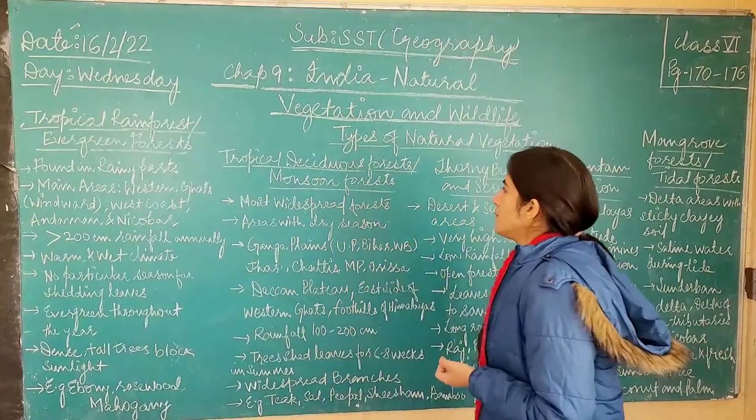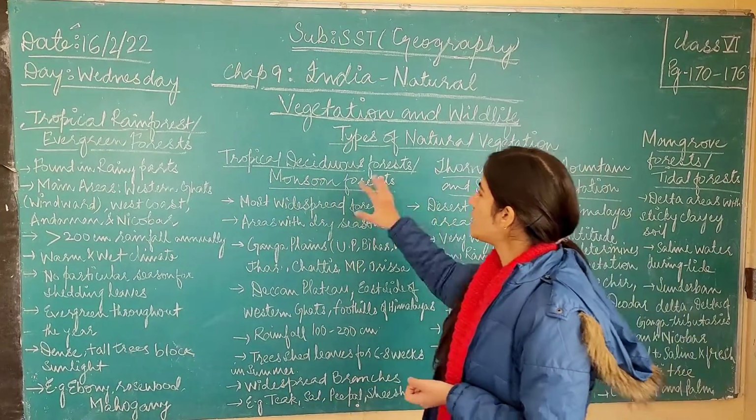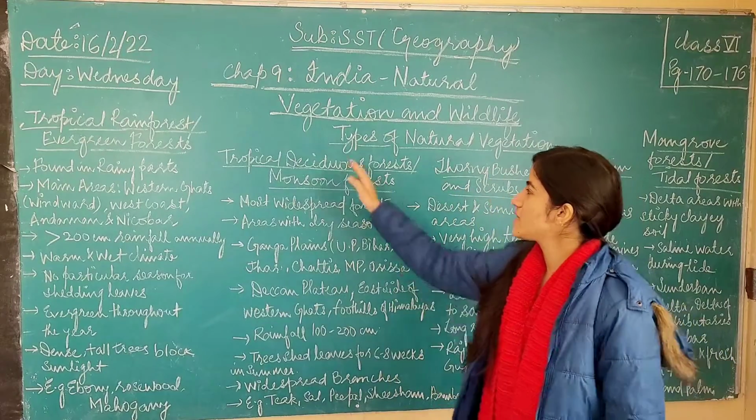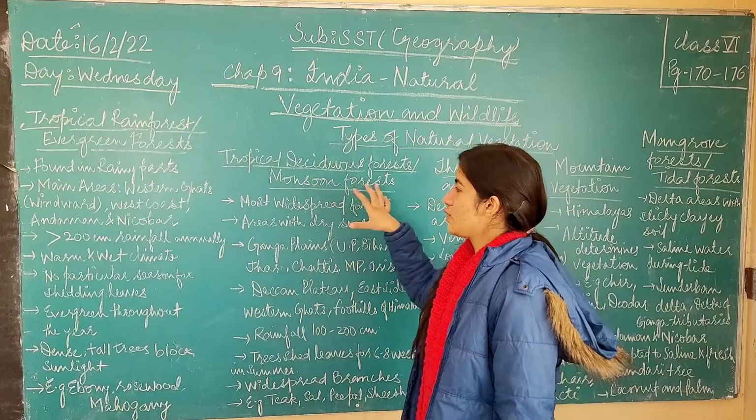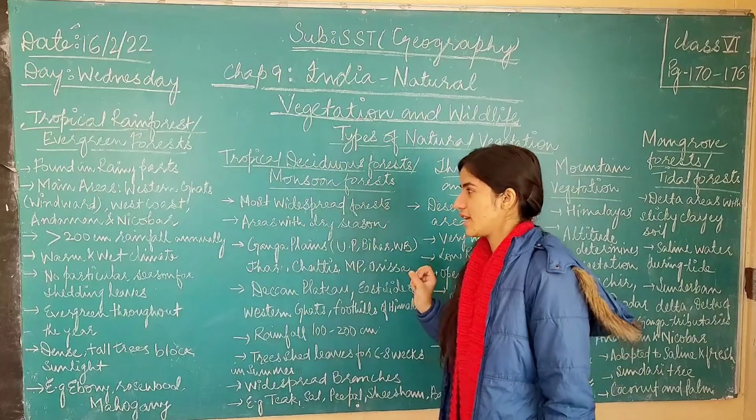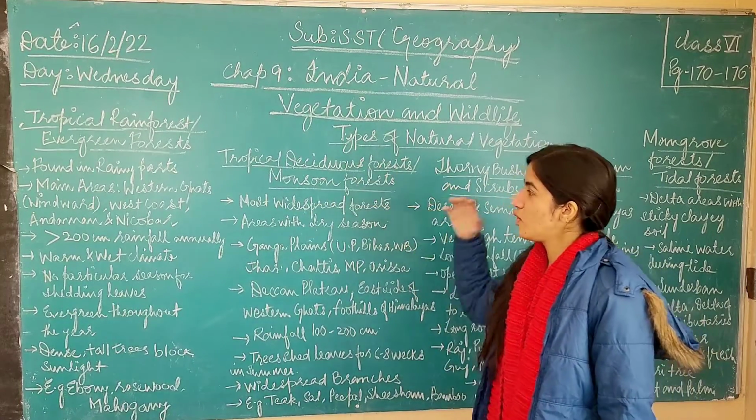Then see, the next one is the tropical deciduous or monsoon forest. Tropical deciduous forests are also known as the monsoon forest. These types of forests are the most widespread forests in India. You can find these types of forests in most parts of the country.